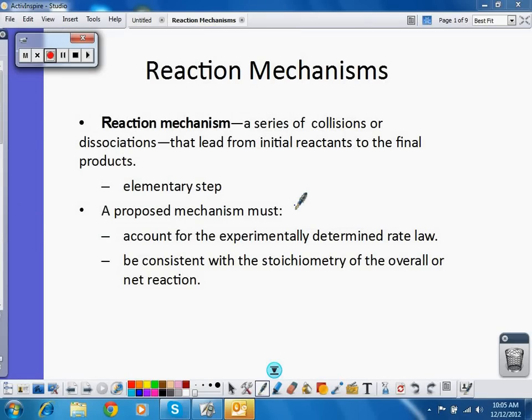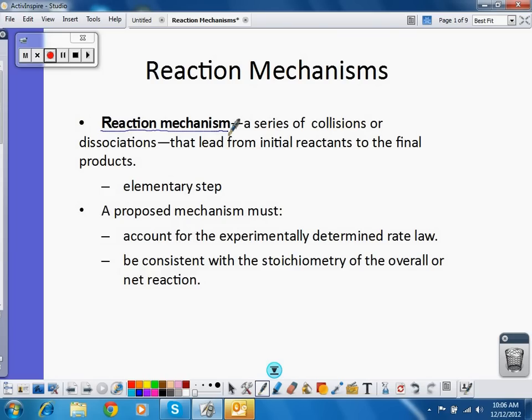So in the previous video we looked at collision theory. Collision theory talks about what is happening on a molecular level that controls the rate of a reaction. We can also look to the molecular level to explain why a reaction occurs or how that reaction occurs as a step-by-step process. How do those individual reactant molecules turn into product molecules? And to do that we look at something called a reaction mechanism, which literally looks at the series of collisions that take place that allow the reactants to become products.